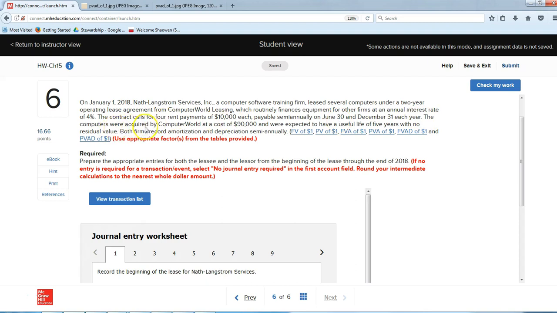The computers were acquired by Computer World at a cost of $90,000 and were expected to have a useful life of 5 years with no residual value. Both firms record amortization and depreciation semi-annually. How do I know this is a financing lease or operating lease?